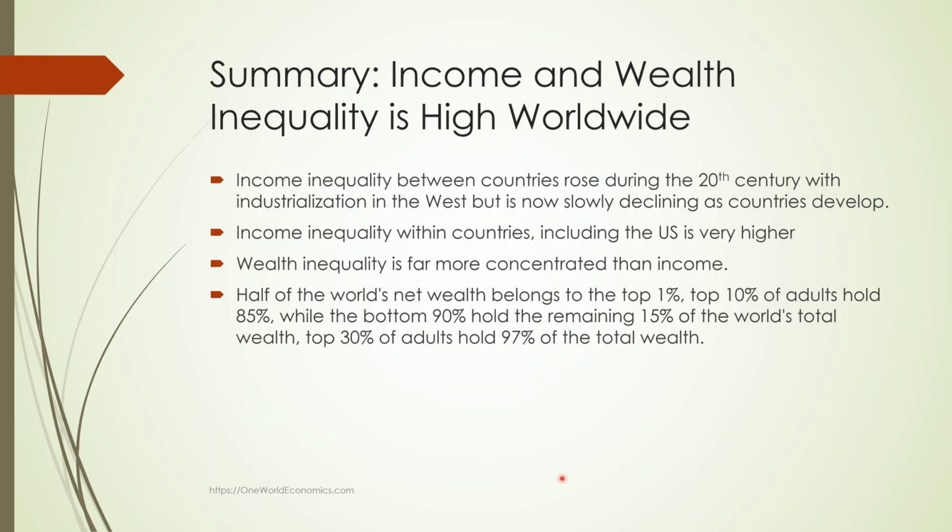So to summarize, income inequality between countries rose during the 20th century with industrialization in the West, but it's now slowly declining as countries develop. Income inequality within countries, including the US, is very high. Wealth inequality is far more concentrated than income. Half of the world's net wealth belongs to the top 1%. The top 10% of adults hold 85%, while the bottom 90% hold the remaining 15%.